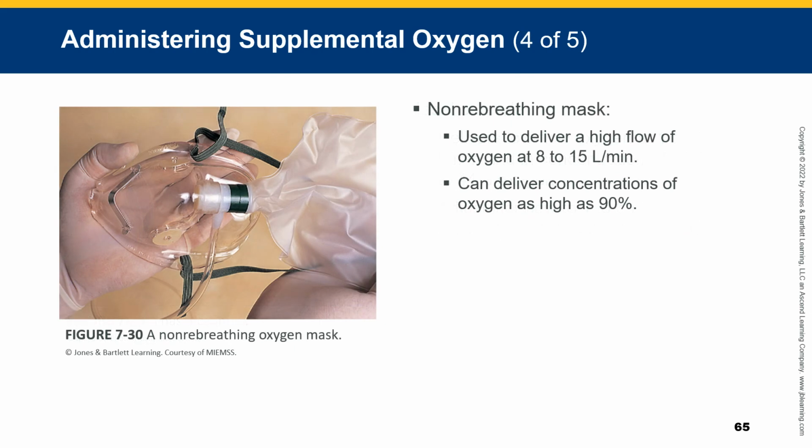I mentioned non-rebreathing masks earlier. This, you can see, has the reservoir bag that is below the actual face mask. A non-rebreathing mask consists of connecting tubing, the reservoir bag, one-way valves, and the face mask or face piece. This is used to deliver a high flow of oxygen at 8 to 15 liters per minute, and it can deliver concentrations of oxygen as high as 90%.